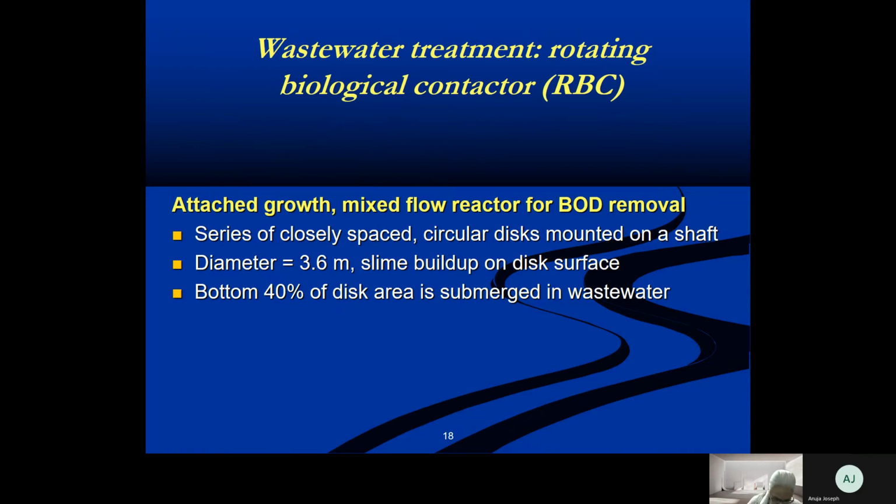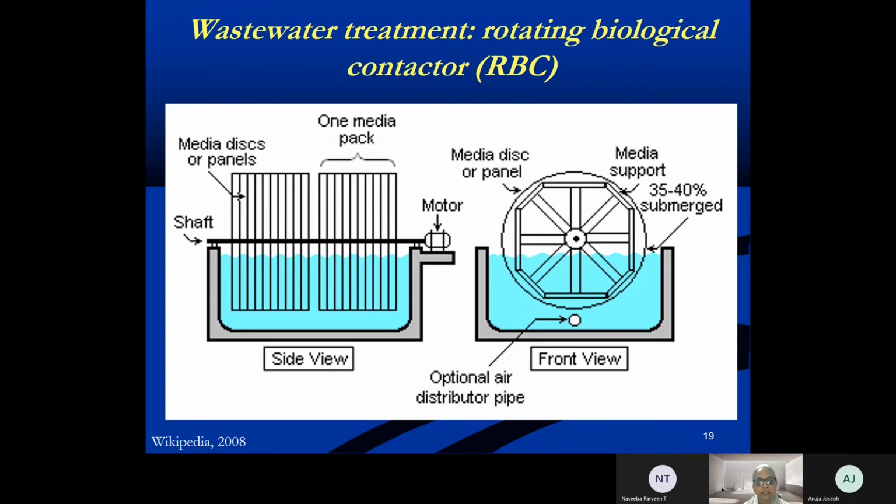Then we come to the next process. The next process is the rotating biological contactor. This is again an attached growth process, but it's not a plug flow reactor. Let me show you a schematic. This is again from Wikipedia. You have a side view and a front view. These tanks are huge. They are tens of meters in length and a few meters in diameter.